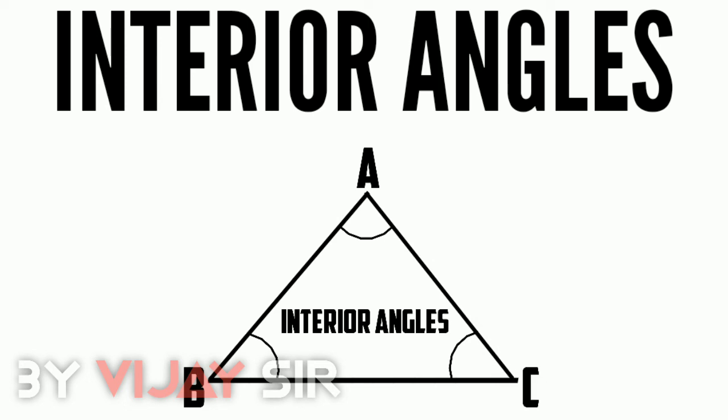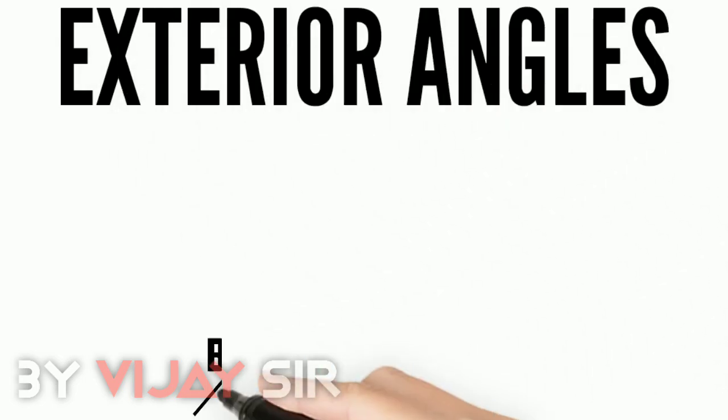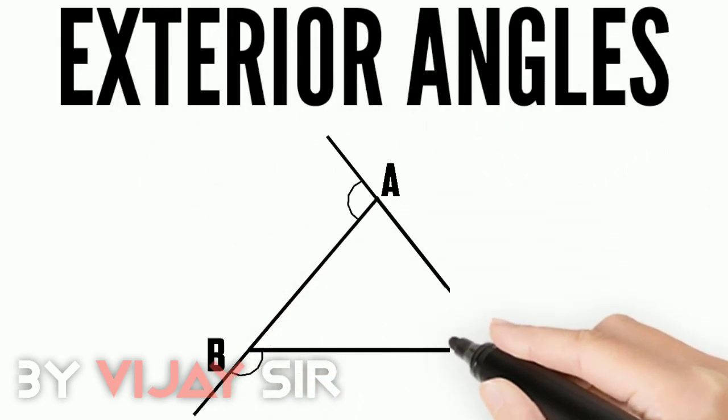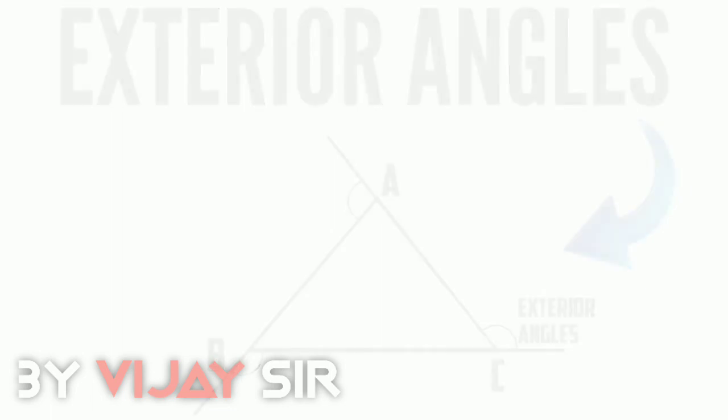The next topic is interior angles. An angle which is constructed in the interior area of a closed figure is called an interior angle. This is shown as. Another one is exterior angle. An angle which is constructed in the exterior area of a closed figure is called an exterior angle, like this.